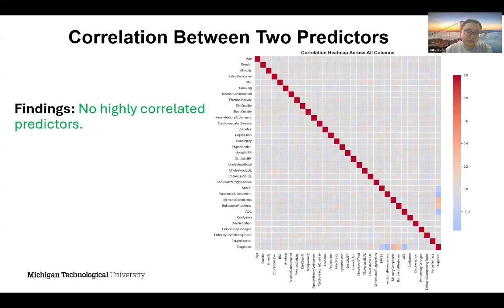On this slide, we examine the pairwise correlations between our predictors using a heat map. You can see that most of the off-diagonal values are close to zero, and we don't see any large red or blue blocks. This means there are no strongly correlated pairs of predictors. So collinearity is not a major issue in our dataset. Therefore, we keep all predictors for the modeling stage without needing to remove or combine any variables.